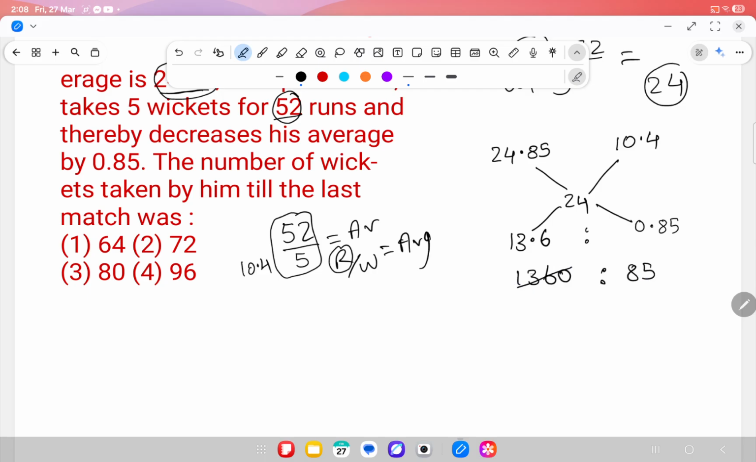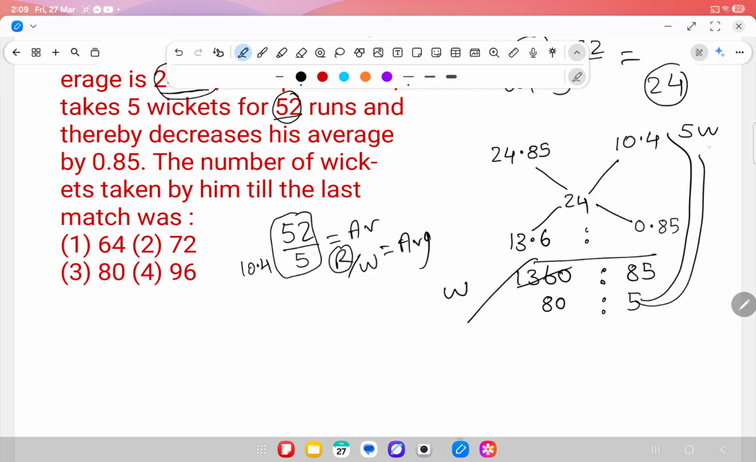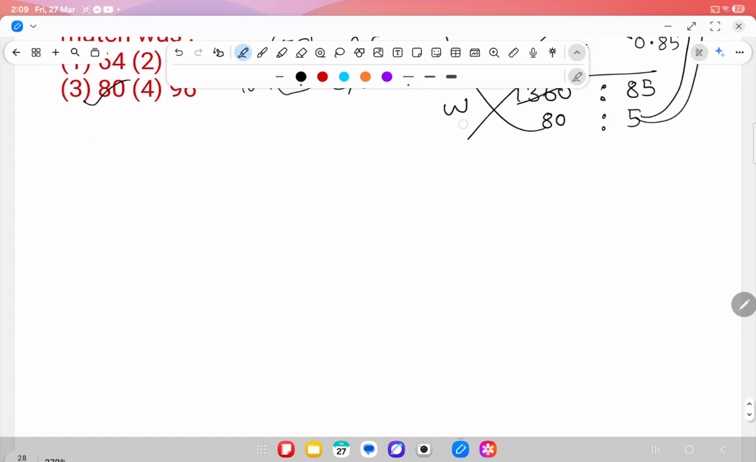17 8s is 1360, 17 8s, 17 5s. Now see, this average is given as 5 wickets. The ratio we will get in terms of wickets. Then 5 into 1 is 5, so 80 into 1 should be 80. This average for 24.85 is for how many wickets? 80 wickets. The number of wickets taken by him till the last match was 80 wickets.